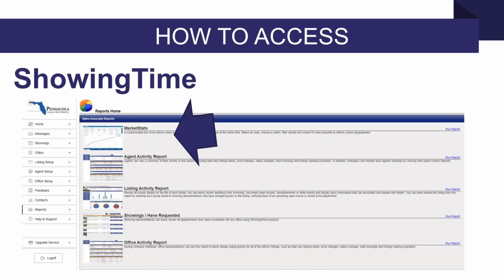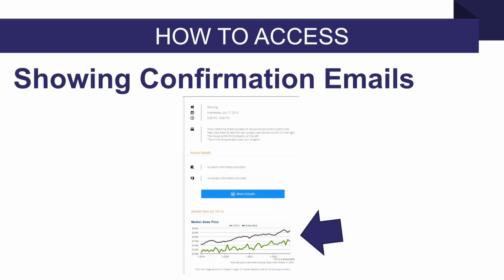And then in ShowingTime, under your reports section, you have a link there as well. And one more: inside of any showing confirmation email you get, at the very bottom of that, you'll see a chart as well that you can click on, and that'll have median sales price for the entire MLS versus the zip code of the property you're looking at. So many different ways to access this tool.